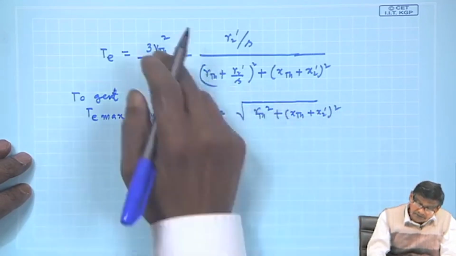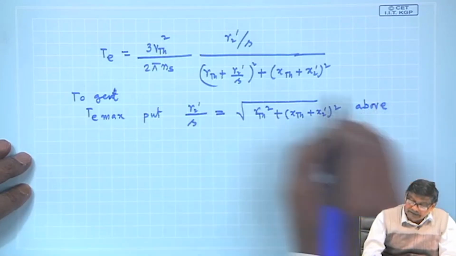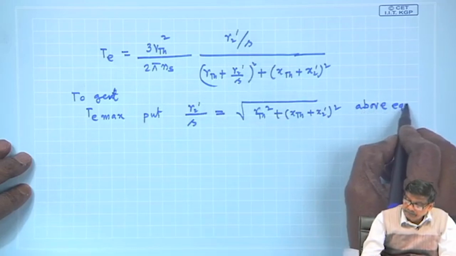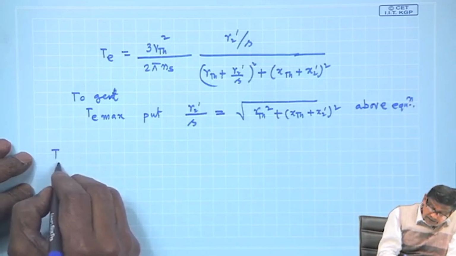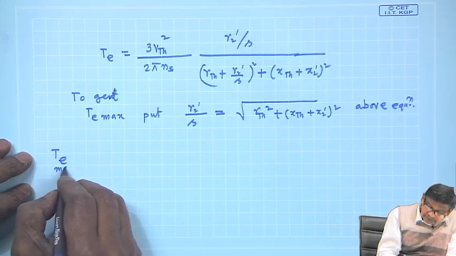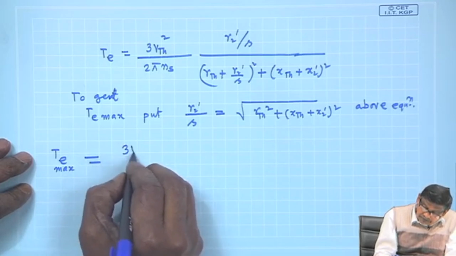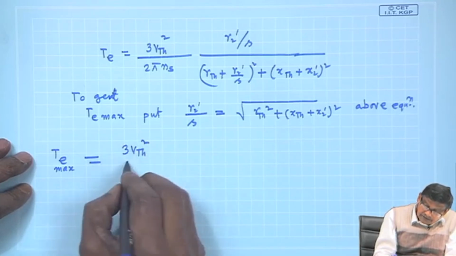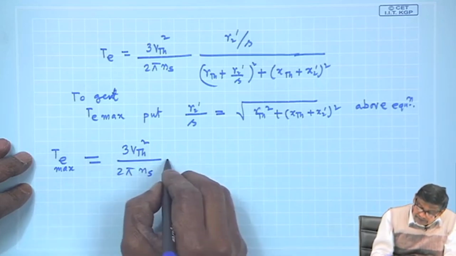Put this above in the above equation, and then your T e max will be equal to 3 V Thevenin squared by 2 pi n s, it is there.